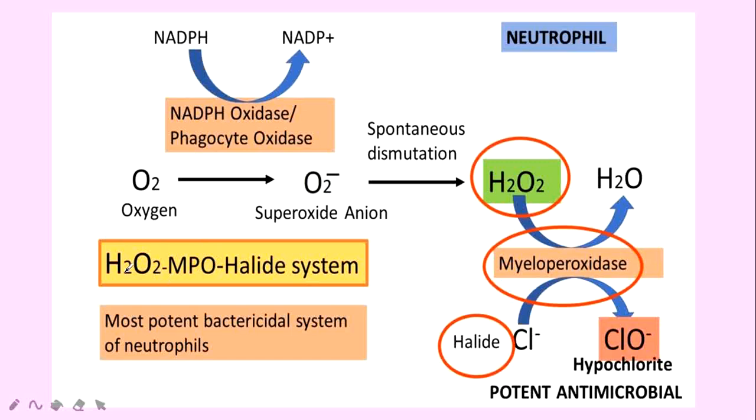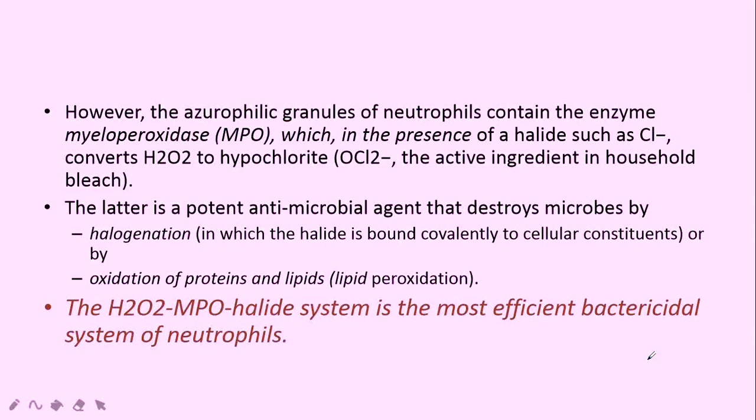The hydrogen peroxide MPO halide system is the most potent bactericidal system of neutrophils. This is also asked in multiple choice questions. Oxygen is converted into superoxide anion by the enzyme phagocyte oxidase. It can undergo spontaneous dismutation into hydrogen peroxide. The neutrophil also contains an enzyme known as myeloperoxidase, which causes the production of hypochlorite ion from the halide ion by using hydrogen peroxide, and this hypochlorite is a potent antimicrobial agent.